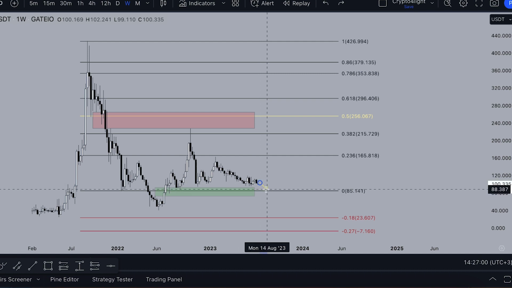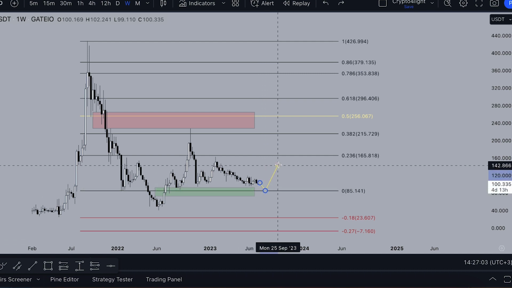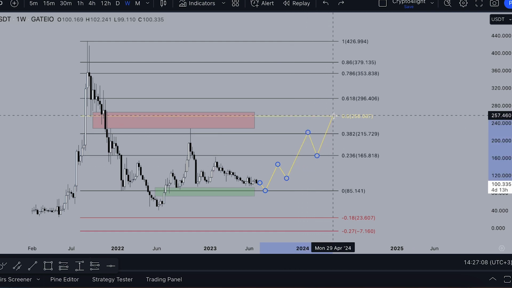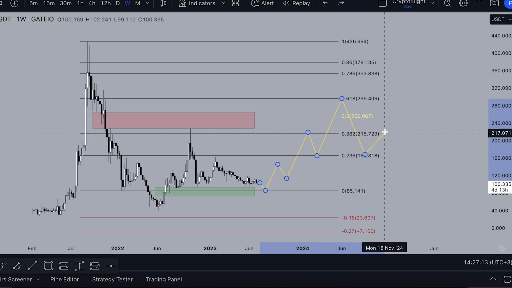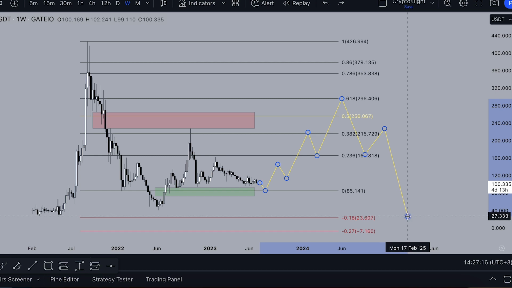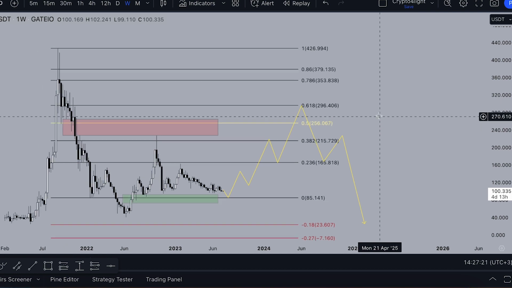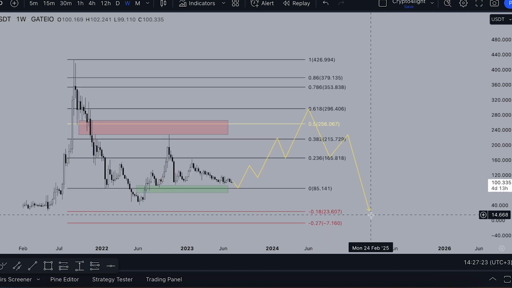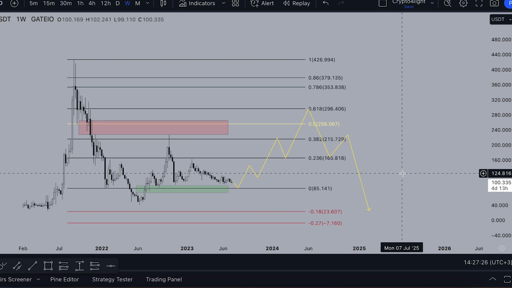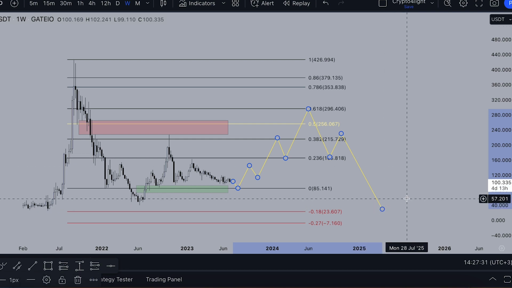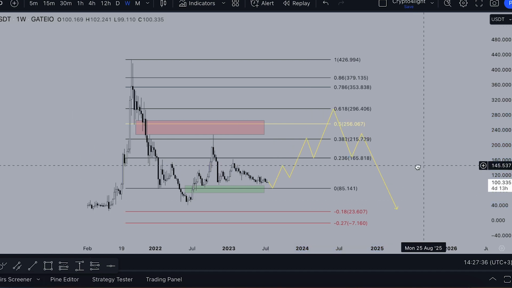We can test even zero level, hold the line, bounce like this one, walk from level to level, and even test the 61 level FIB. And after that, we can crash to $23. So it's going to be pretty hard. Sooner or later, I guess we will see $23. Maybe not this year, maybe not this cycle, but the next bear market will definitely drop to, I think, it's just my personal thoughts, $23 or even lower.